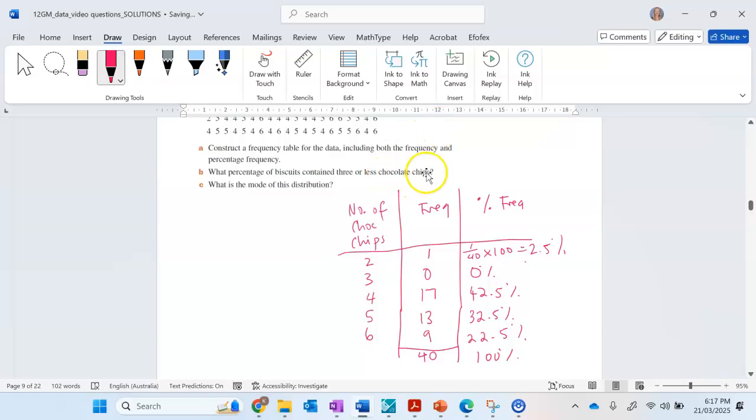All right, so there's our frequency table. We've got the frequency and the percentage. What percentage of biscuits contained 3 or less chips? So here's 3 or less. So it's just 2.5%, so not too many. What is the mode of this distribution? So the most popular. So most biscuits had 4 choc chips. So there must be pretty big choc chips, or I'd be disappointed if they were the small little choc chips.